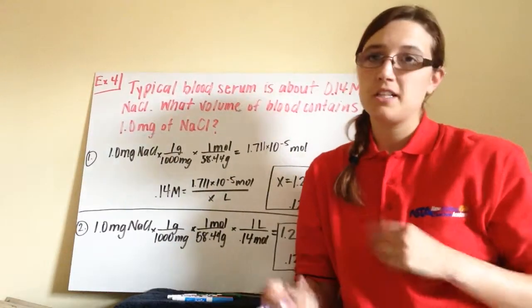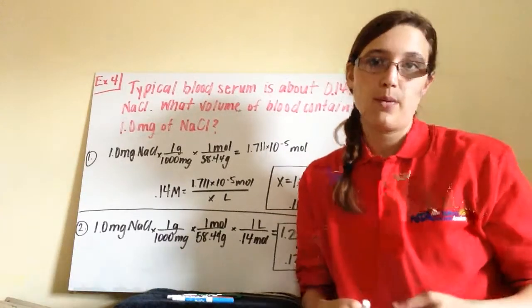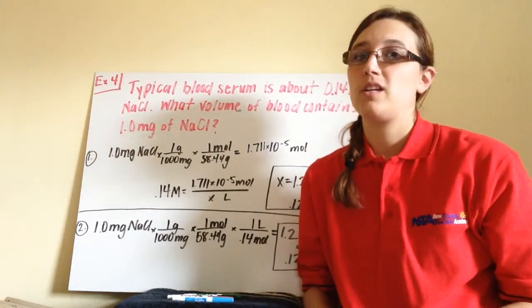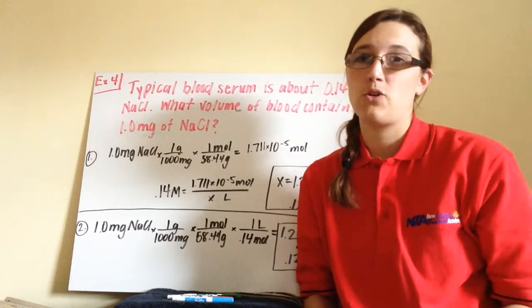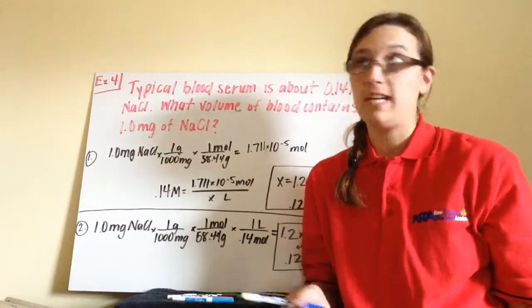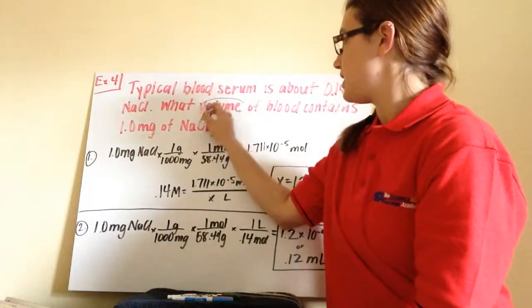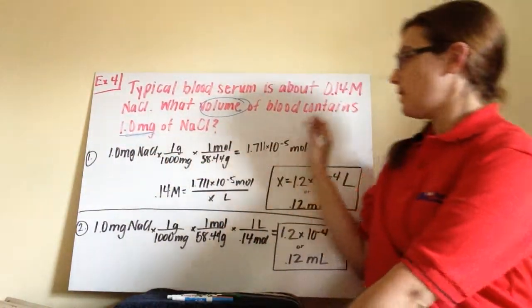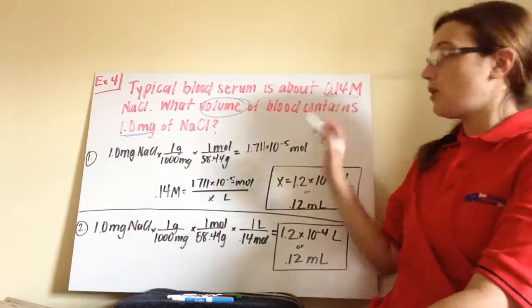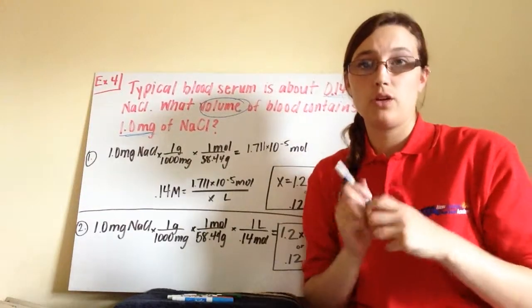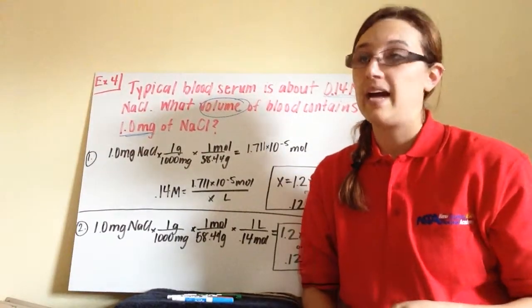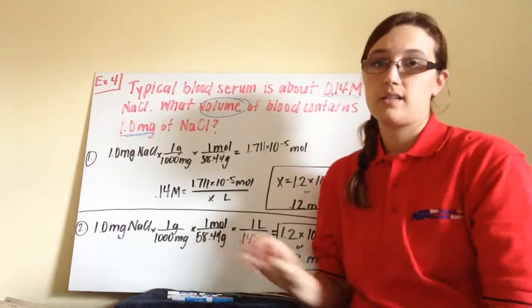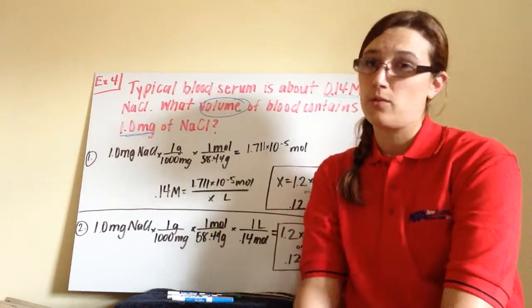So let's say that you're a doctor and you want to get a sample of blood plasma, but you want to make sure that it only has 1 milligram of sodium chloride. What volume would you need? So if we look at this problem, we can see it's asking us for volume, and we have given information of 1 milligram and 0.14 molar. So we have a known concentration, we have a known mass, and now it wants us to try to figure out what the volume would be.